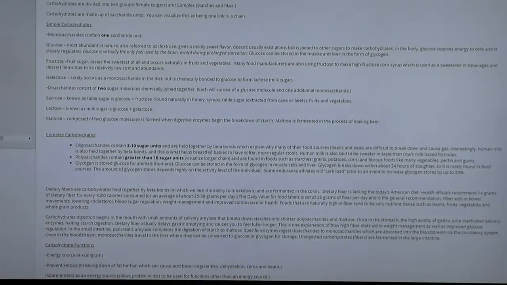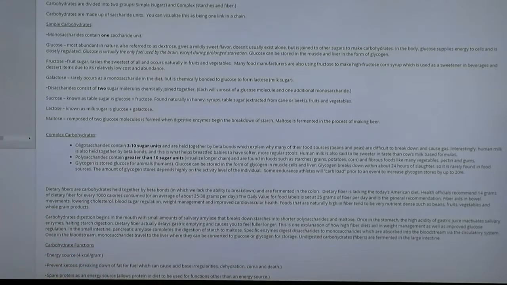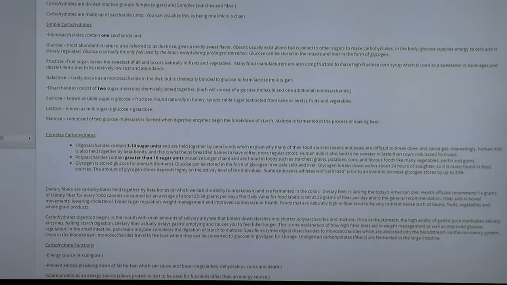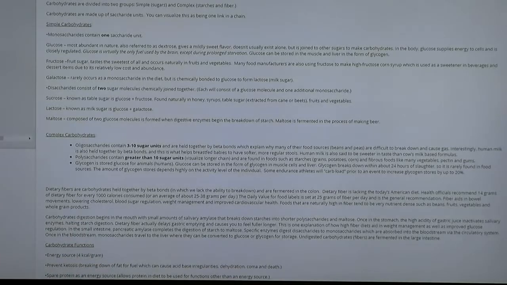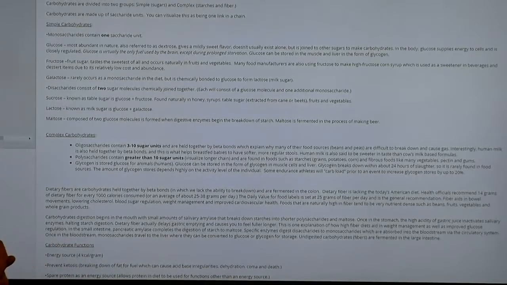Fructose, fruit sugar, tastes the sweetest of all and occurs naturally in fruits and vegetables. Many food manufacturers are also using fructose to make high fructose corn syrup, which is used as a sweetener in beverages and dessert items due to its relatively low cost and abundance. Galactose rarely occurs as a monosaccharide in the diet, but is chemically bonded to glucose to form lactose, milk sugar.